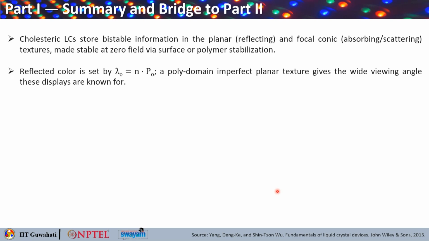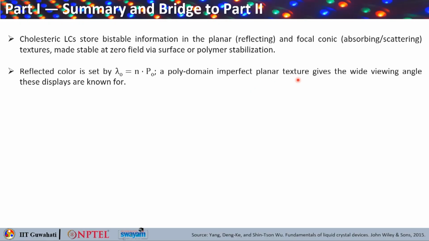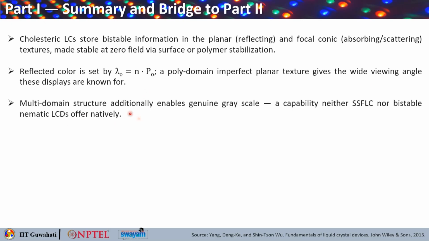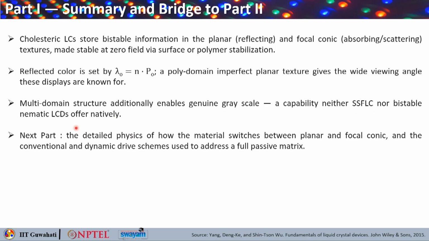Reflected color can be defined by the formula lambda naught equals n p naught, and a polydomain imperfect planar texture gives the wide viewing angle these displays are known for. This multi-domain structure additionally enables genuine grayscale. This capability was not possible with SSFLC or bistable nematic LCDs, that we have discussed earlier.